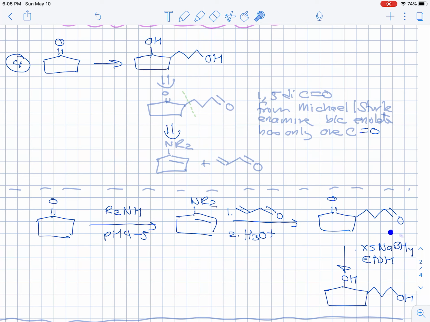And then with excess sodium borohydride and ethanol or methanol as the solvent, we can reduce the ketone and the aldehyde to primary alcohol and secondary alcohol.